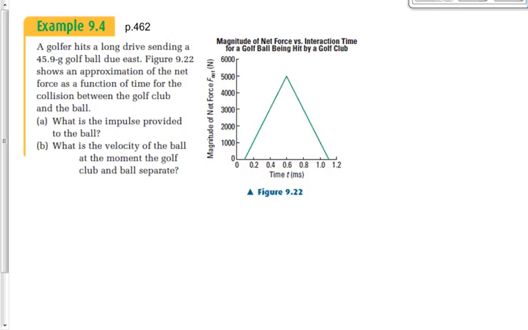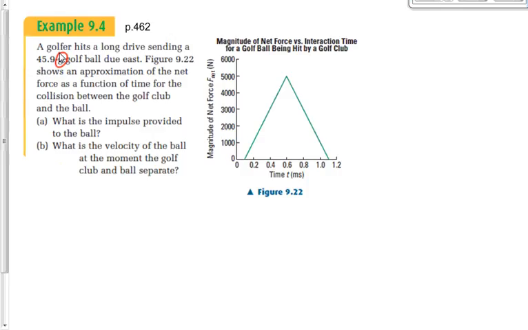Let's take a look at an example question. Page 462, it says a golfer hits a long drive, sending a 45.9 gram golf ball. Hey, I noticed right away, that's in grams. I'm going to circle it. I'm not even going to look at the rest of the question before I circle it. I might forget later on to circle that. I might forget to convert that to kilograms.